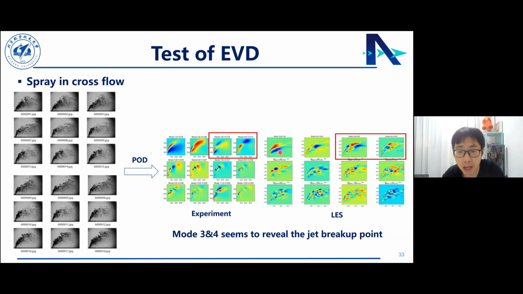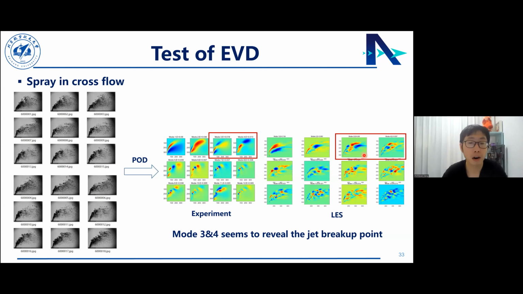And another thing is, in our analysis, we see the mode 3 and the mode 4 here. This seems to reveal the jet breakup point here. And this can also be roughly captured by the POD analysis of our LES result.